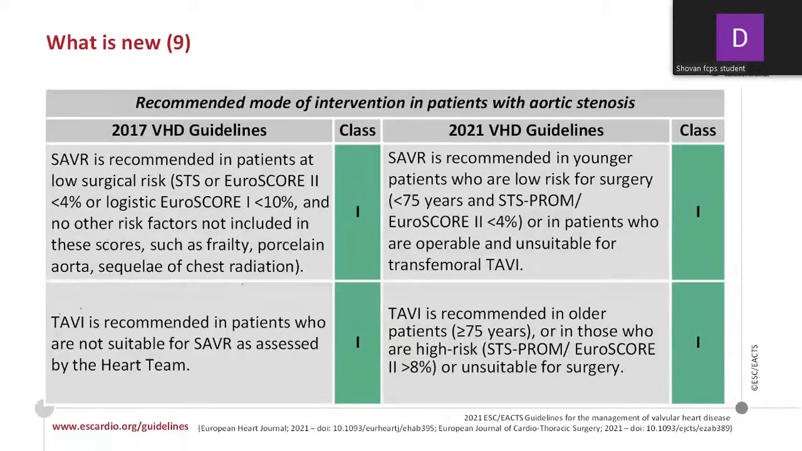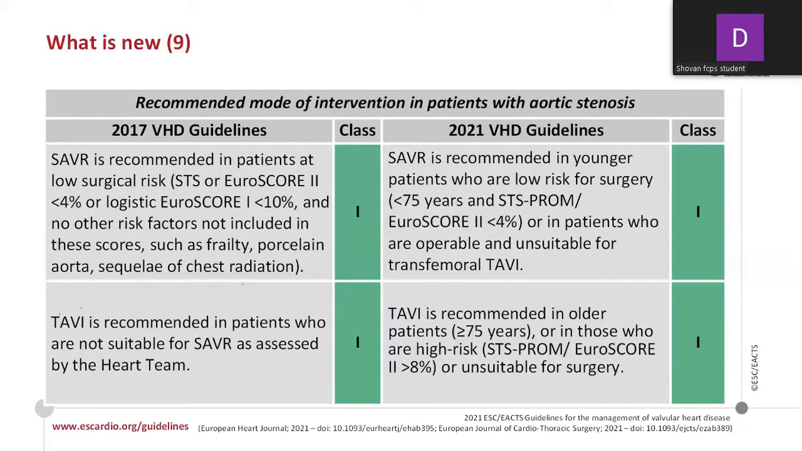And regarding the treatment option, previously surgical aortic valve replacement was recommended in patients at low surgical risk and no other risk factors not included in those scores, such as frailty, porcelain aorta, sequelae of chest radiation. But here, previously they used the Euro 1 score and logistic Euro score, but in this guideline they omit that score. They only advise to check the STS-PROM score or Euro score 2. And transcatheter aortic valve implantation was recommended in those not suitable for surgical aortic valve replacement as decided by the heart team, that was a class 1 indication.